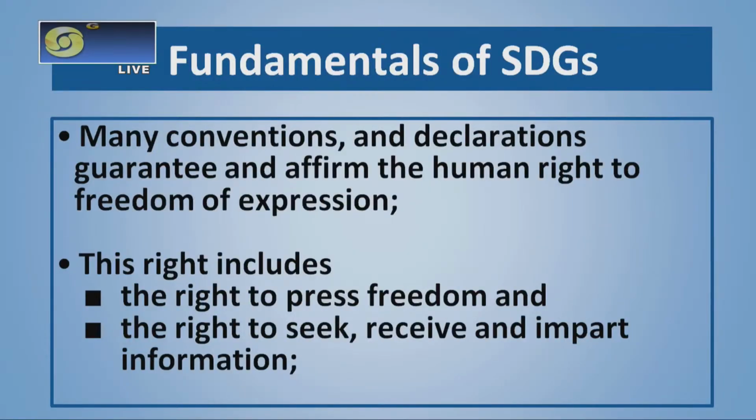Let us understand now what this SDG is trying to achieve by 2030. These are the Sustainable Development Goals, declared by the UN system in 2015. There are many conventions and declarations, and they are trying to affirm human rights such as freedom of expression. These are broad areas in which they are trying to target goals. The human rights particularly emphasized in the SDGs are the right to press freedom, the right to seek, receive, and impart information. This is not all about the SDGs, but the SDGs partly talk about these human rights values.